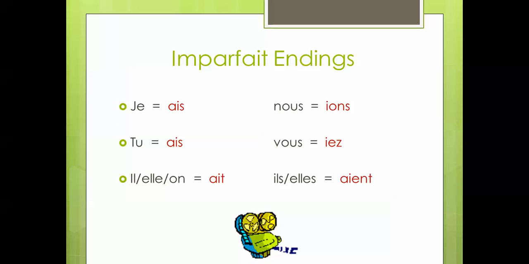Okay, these are your imparfait endings. AIS, AIS, AIT, IONS, IEZ, AIENT. Okay, go ahead, feel free to pause the video so you can write these down. It's really important, because you're going to need your notes as you start to learn how to write these. Okay, I'll talk to you in a minute.